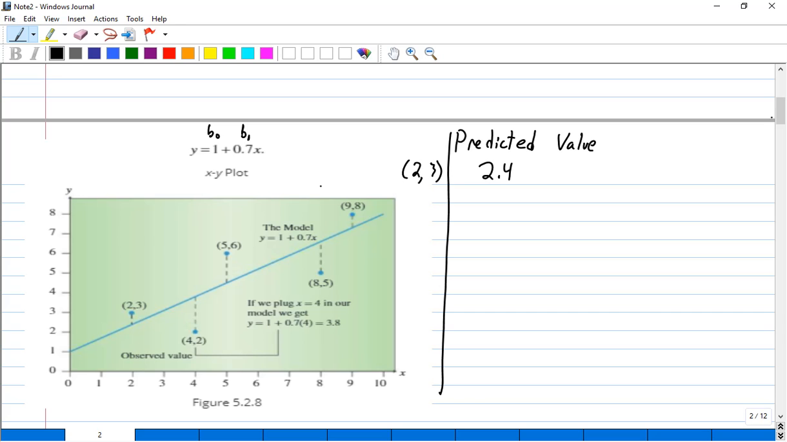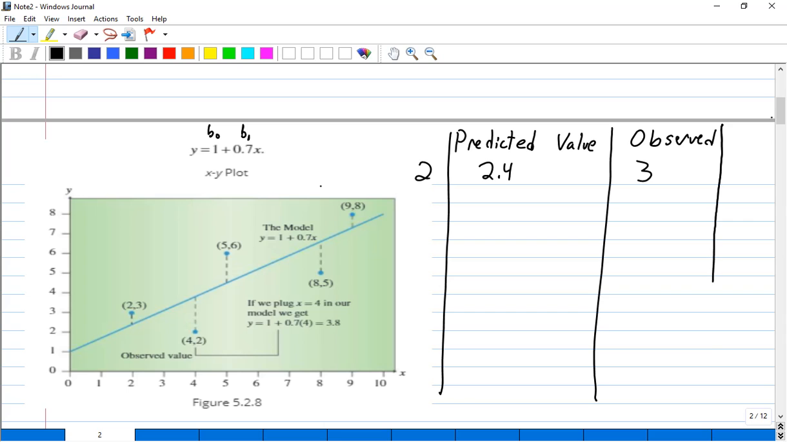All right, but what is, and I can just put the x values here. I'll just put the x values. What is the observed value, though? What is actually there? Well, what is actually there when x equals 2? Y is actually equal to 3. All right. So, do you see how I can get a margin of error now?